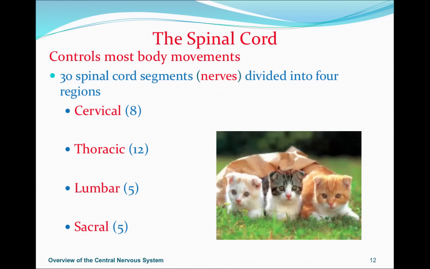So what I'm going to do in the next slide is I'm going to show you a very nice diagram that sort of shows you the different nerves in the vertebrae.